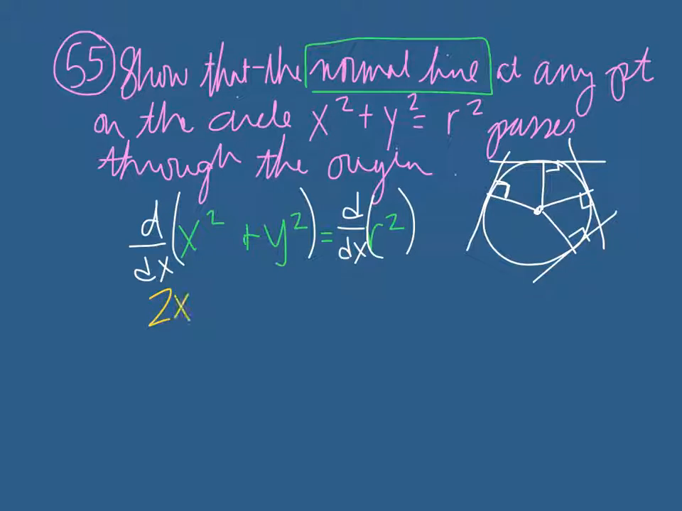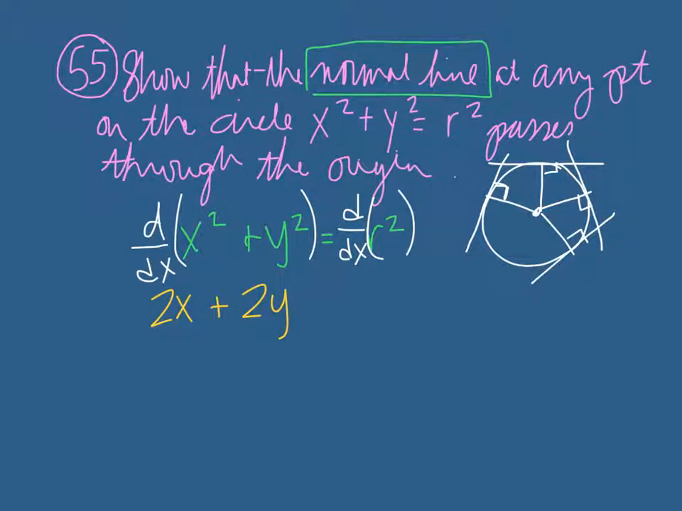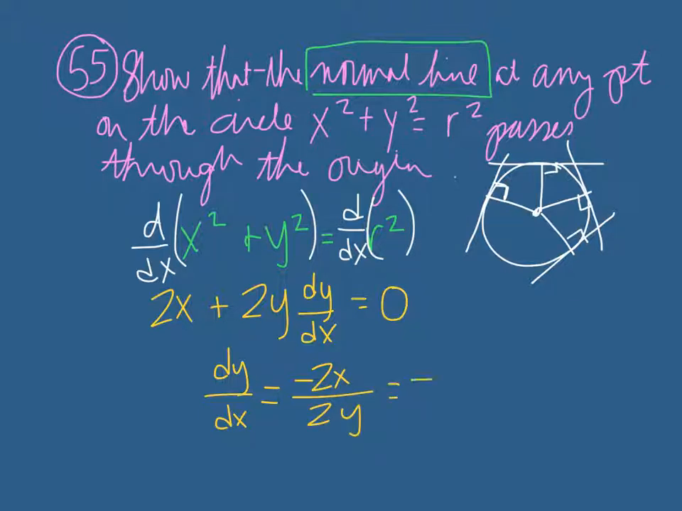You've got 2x plus 2y dy dx equals 0, because r is a constant in this case. R is the radius. It is not changing, so we know that r is a constant. I'm going to solve for dy dx. I'm already in related rates land. By subtracting 2x and then dividing by 2y, I get negative x over y.